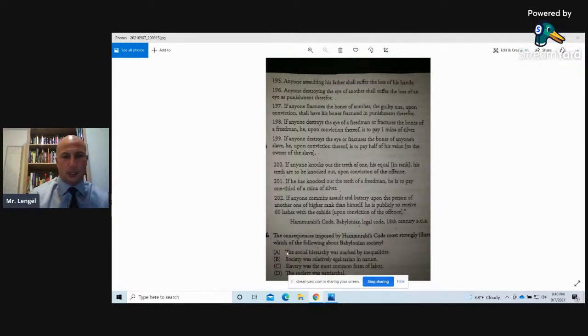Here are your options. Letter A says the social hierarchy was marked by inequalities. Letter B says society was relatively egalitarian in nature. C says slavery was the most common form of labor. And D says the society was patriarchal. Patriarchal means run by men.